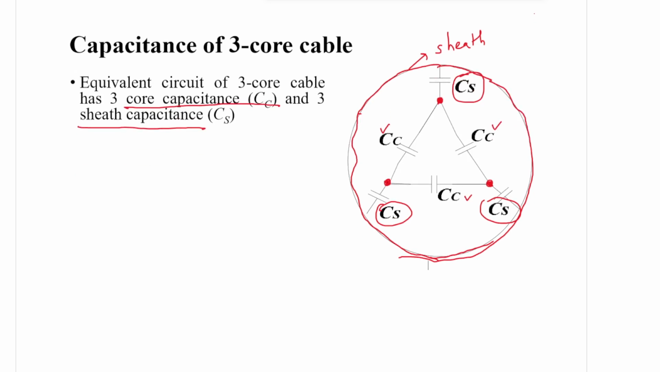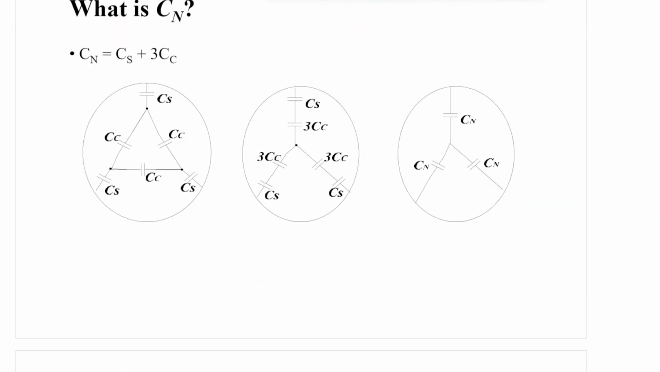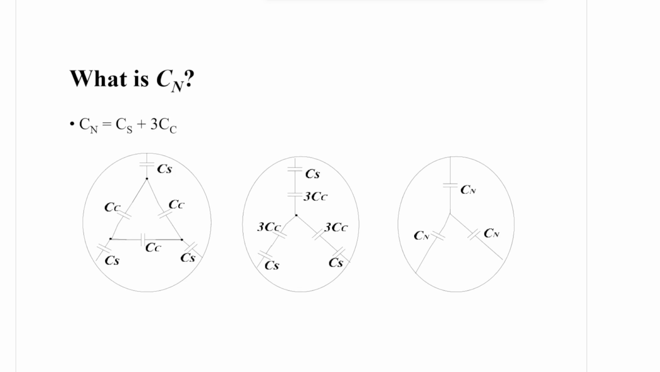Now what will be the capacitance to neutral? What is capacitance to neutral? It is the capacitance per phase. That is the next question. Let us solve it; try to find out the answer. Now Cn, the per phase capacitance, is given by this formula: Cs plus 3Cc. How?